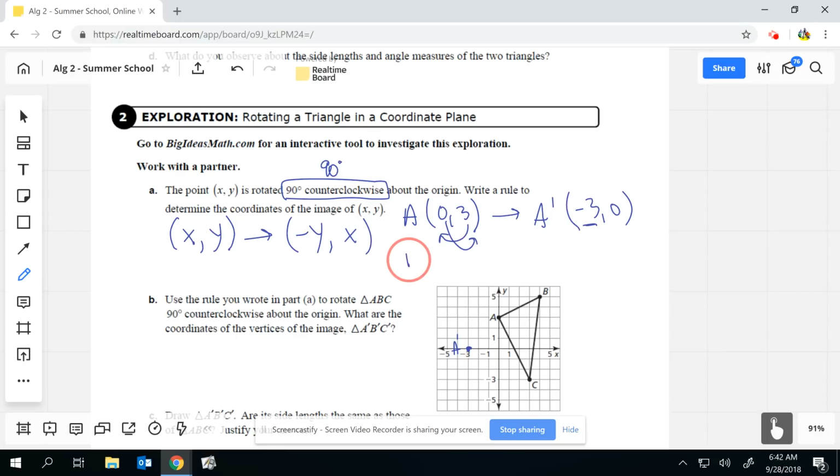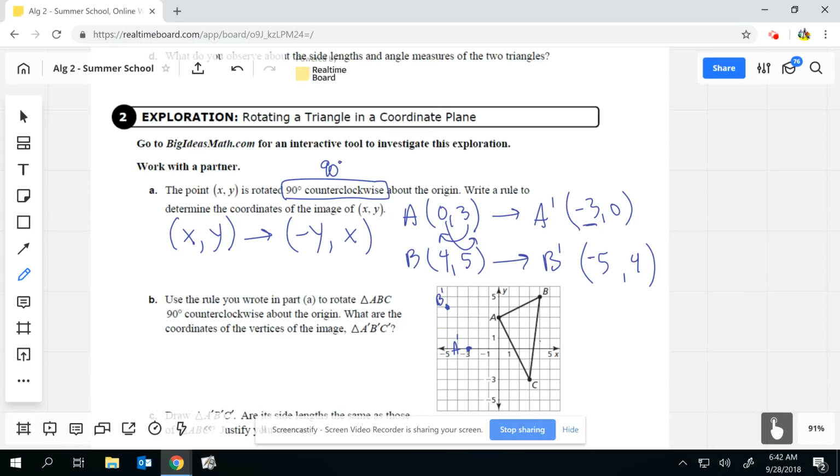And then B, right now B is the point 1, 2, 3, 4, 1, 2, 3, 4, 5. So it's the point 4, 5. So B prime, you're going to switch them around. So 5 is going in front, 4 is going in the back. And you're going to change the sign of what the Y used to be. It's now going to be negative 5. So negative 5 and positive 4 right here is going to be B prime.